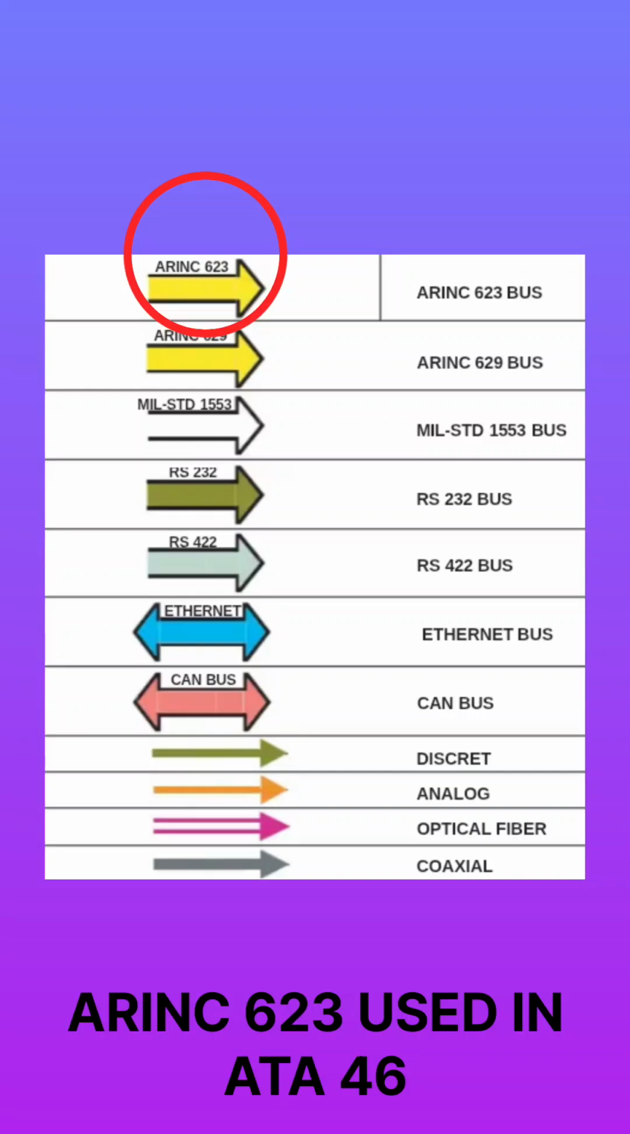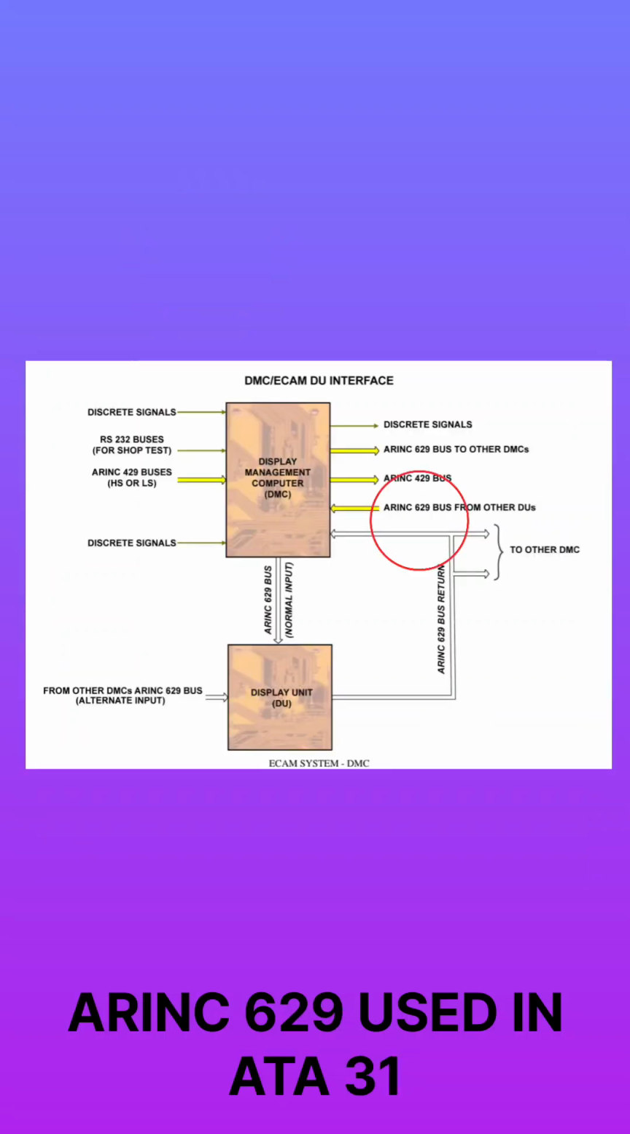ARINC 623 is used to transmit data in character-oriented air traffic service messages between the aircraft and the ground station. This is utilized in ATA 46 for air traffic services, and the data is displayed on the MCDU. The ARINC 629 data bus is used on the 777 and also the A320, and the ARINC 629 bus operates as a multiple source, multiple sink system. Each terminal can transmit data to and receive data from every other terminal on the data bus. So this is all about the 629 data bus.